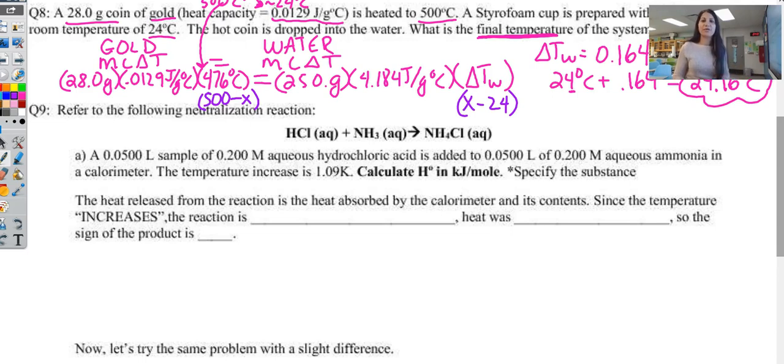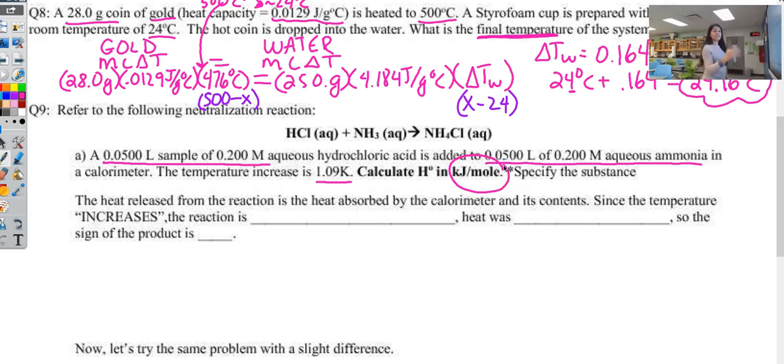So just like I had said earlier, what happens if we mix two things into a calorimeter together? In this example, we have a 0.05 liter sample of a 0.2 molar hydrochloric acid, and it's being added to ammonia, which is a weak base. And it says that the temperature increase is 1.09 Kelvin. They want to know what the delta H is in kilojoules per mole.